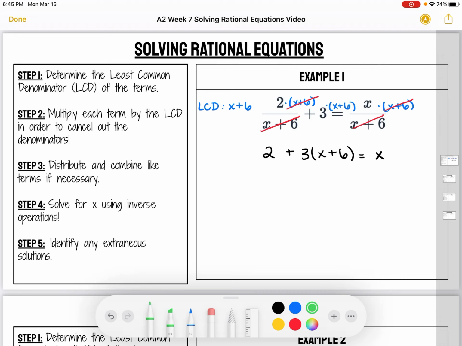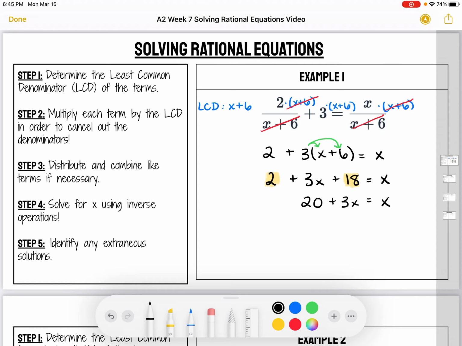I do have some distributing I can do. Distribute the 3 to the x and to the 6. So I'm going to have 2 plus 3 times x gives me 3x, and then 3 times 6 gives me 18. All right, and then I do have like terms here. My 2 and my 18 can be combined to give me 20 plus 3x equals x.